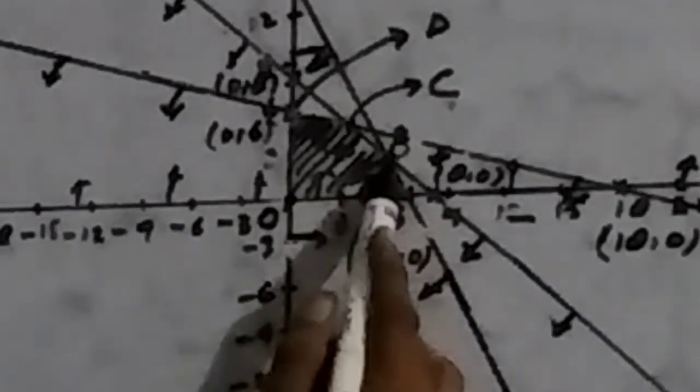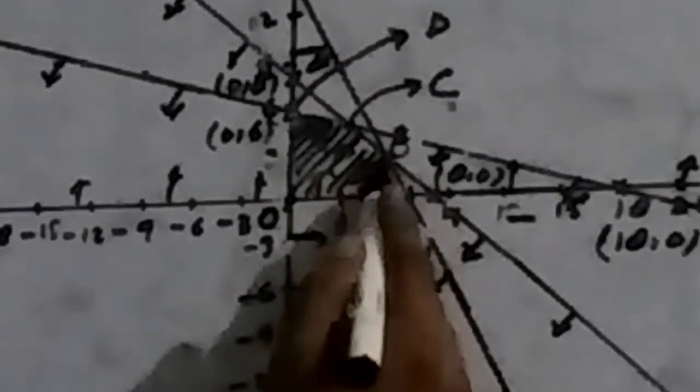But we don't know the coordinates of B and C. Two corner points are not clear. So we have to observe of which two lines B is the point of intersection. As we see, B is the point of intersection of these two straight lines, that is x1 plus x2 is equal to 8 and 2x1 plus x2 is equal to 14. So we have to solve these two equations simultaneously in order to find the coordinates of the point B.